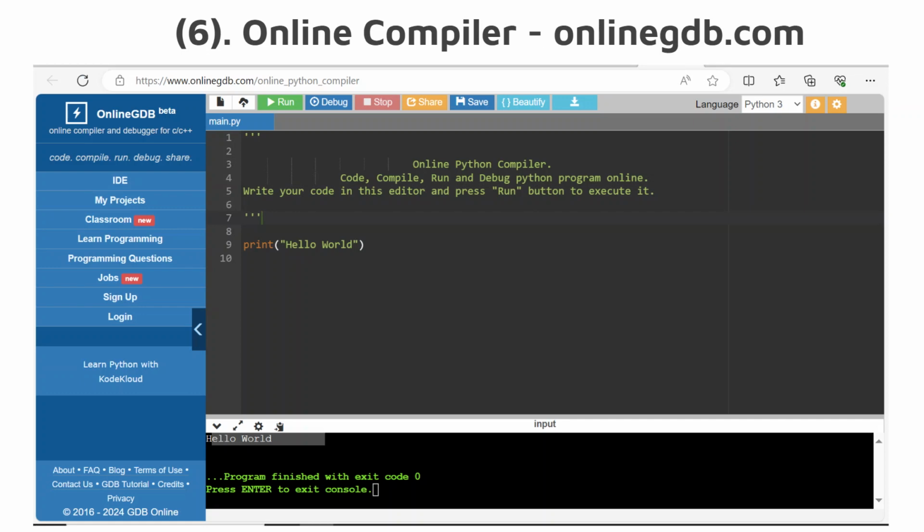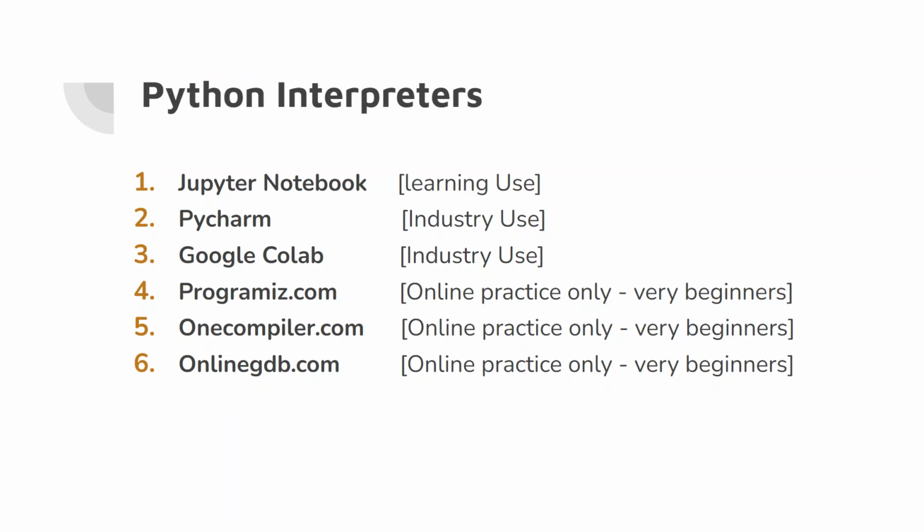So this is the third most popular online compiler, onlinegdb.com. So here you can write your program and here you can see your output. You can hide the sidebar. So these are the popular interpreters or compilers of Python: Jupyter Notebook, PyCharm, Google Colab, Programmiz.com, onecompiler.com, onlinegdb.com. So apart from that, there are so many other software and online compilers available, but these are very popular.